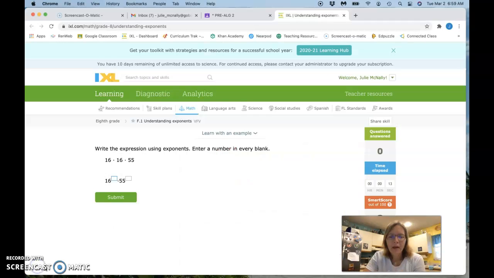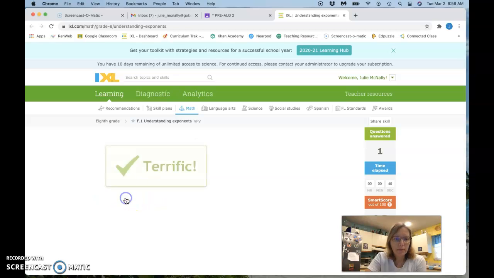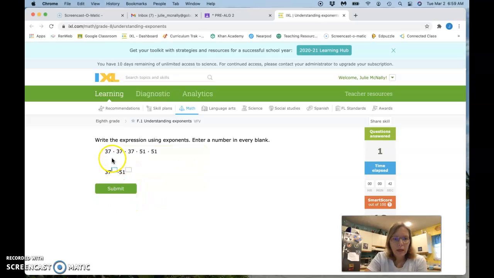Okay, so for today's IXL, all you're doing right now is just writing in the exponent for each number. So remember, the number you see is your base, or the number you write, and then how many you see is your exponent. I see 2 16s, so I need an exponent of 2 there. And I see 155, so I need an exponent of 1 there. And I see 1, 2, 3 37s, and I see 2 51s.